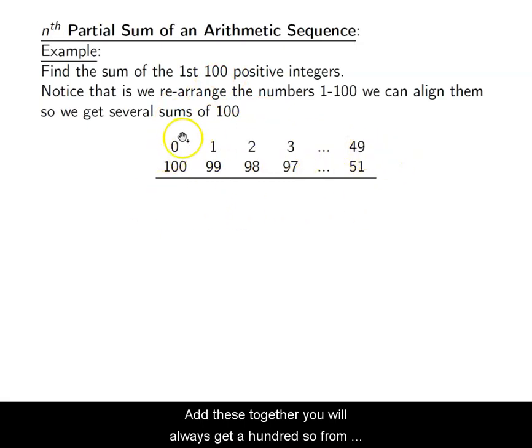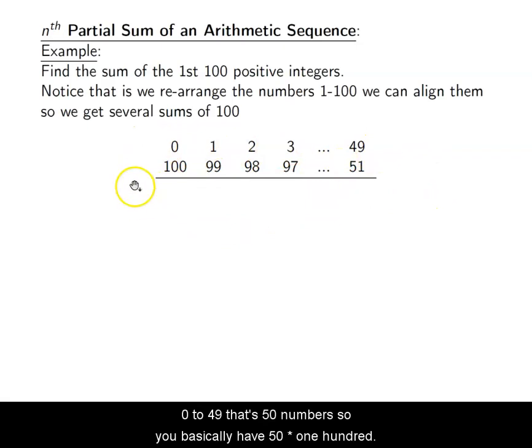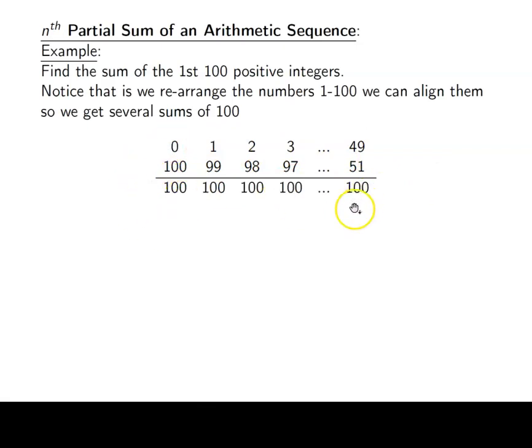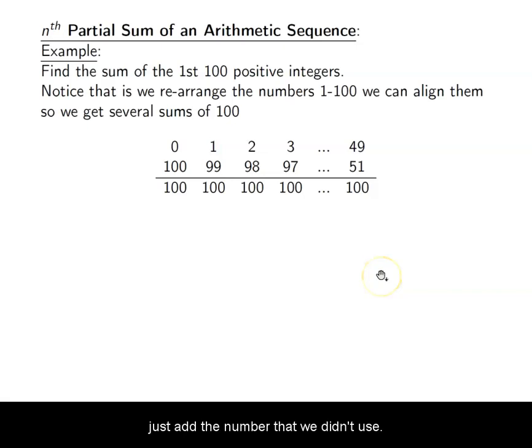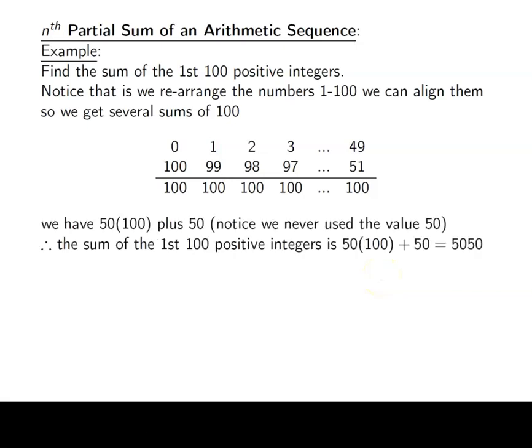So from 0 to 49, that's 50 numbers. So you basically have 50 times 100, which is 5,000. And notice we did not use the value of 50. So to 5,000, you just add the number that we didn't use, which is 50. Okay, so then your sum of the first 100 integers is 5,050.